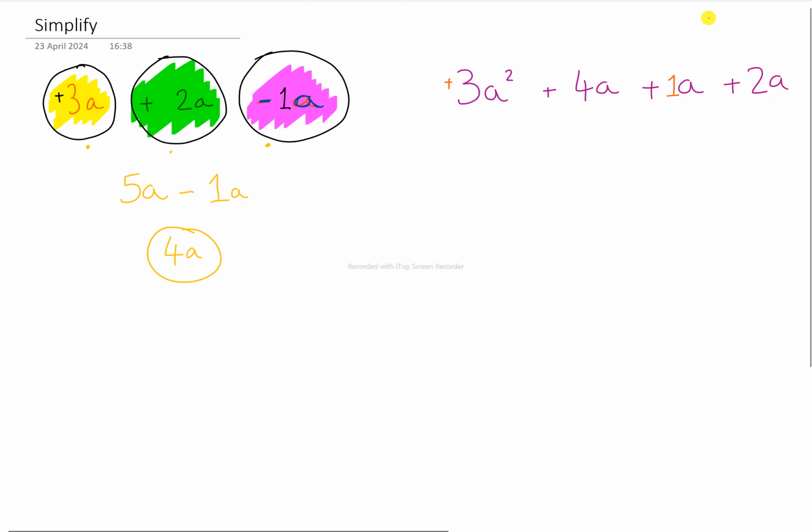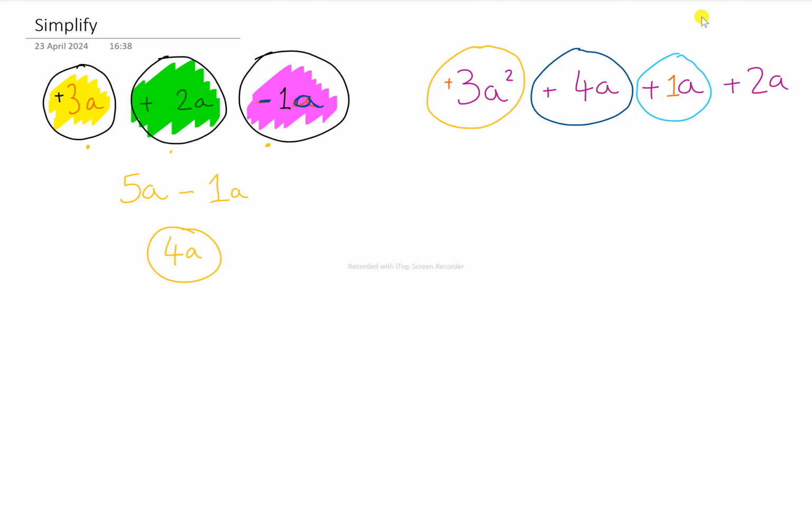And what you can do is this: this plus goes with this term. So I'm going to circle this. And this plus goes with this term after it. Same thing with this plus. Put it with the term after it. This is how you can look at it. This makes it much easier. And then finally I've got a plus 2a.